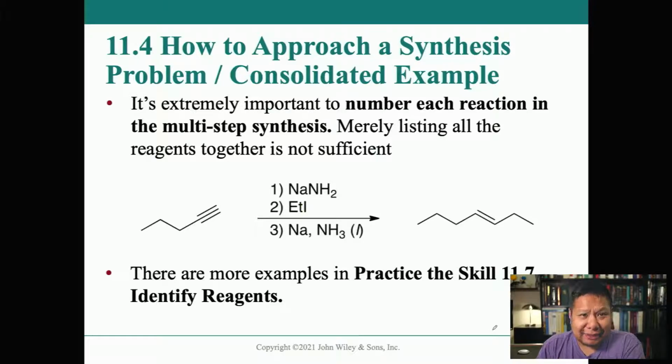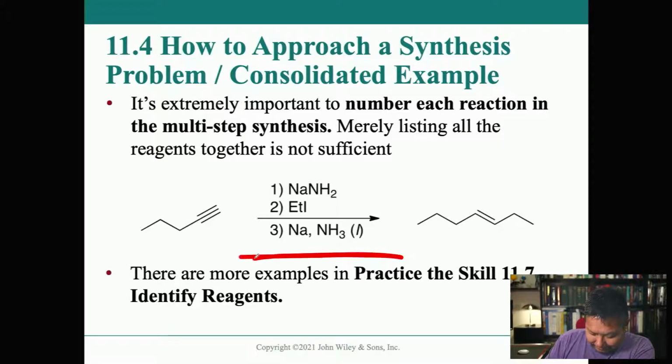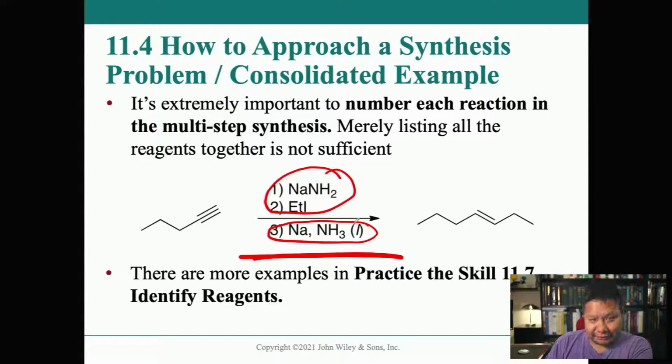It's extremely important to match each reaction in the multi-step synthesis. Merely listing the reagents together is not sufficient. So it's just telling you this again, right? Really, you shouldn't be doing it this way. These 2 need to go together first on one reaction arrow, and then this one needs to go on its own reaction arrow. And so when it was saying that it was a 2-step process, it's actually a 3 reaction synthesis.